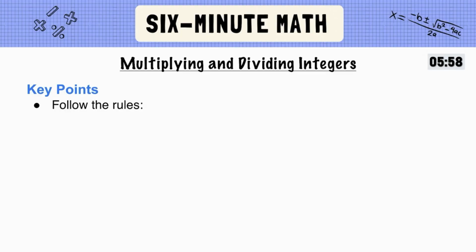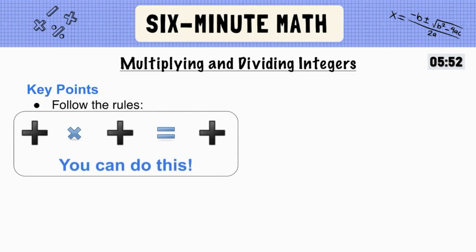Our key points for multiplying and dividing integers are to follow the rules that we have. A positive times a positive is going to result in a positive. I'm going to use the English language to help me with these examples. The phrase "you can do this," can is positive, do is positive, resulting in a positive sentence.